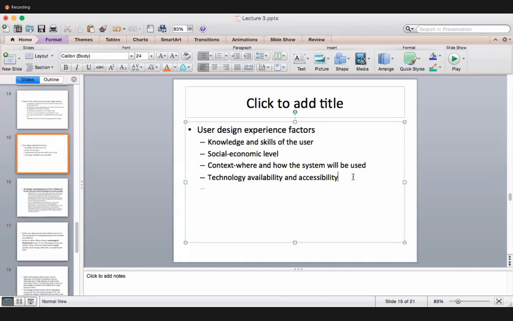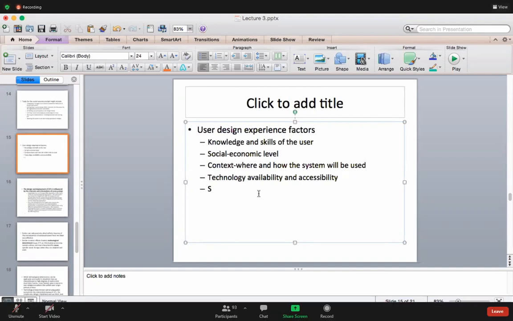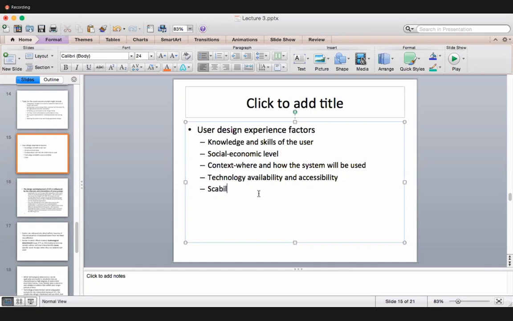So these are some of the things that will inform the type of design and the type of system structure that you are going to have. Another aspect is what we call scalability and usability.